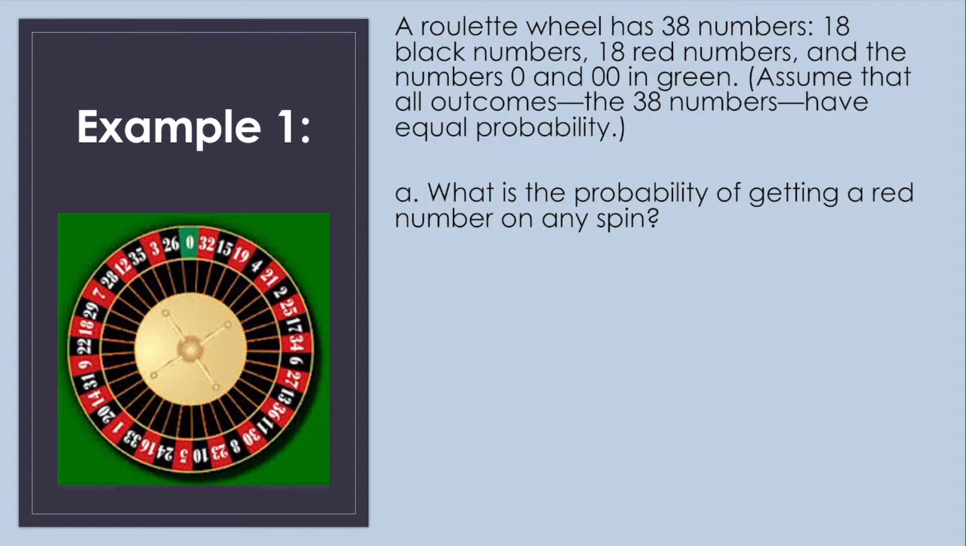What is the probability of getting a red number on any spin? Well, that probability is going to be 18, because I got 18 red, out of our 38 total numbers, which is 9/19 or 0.474, which is about 47.4%.